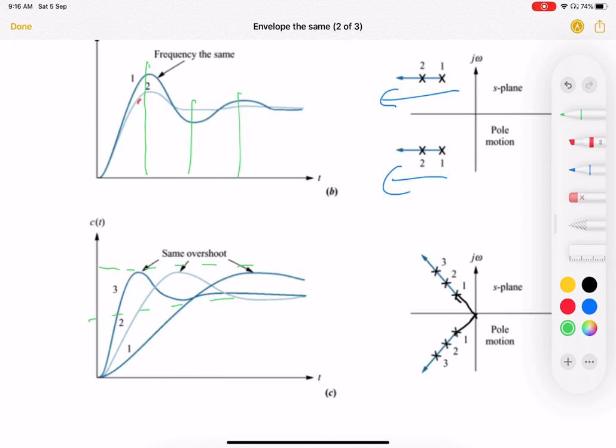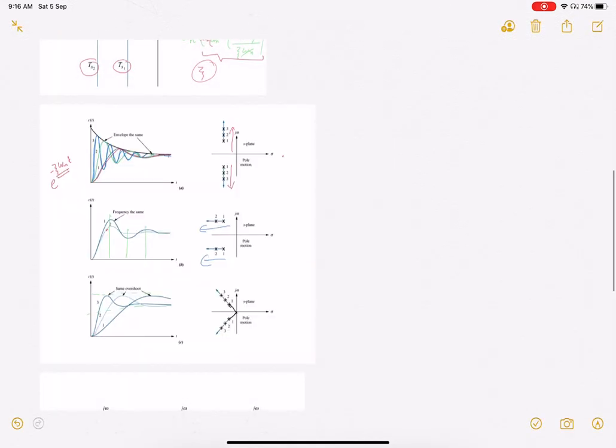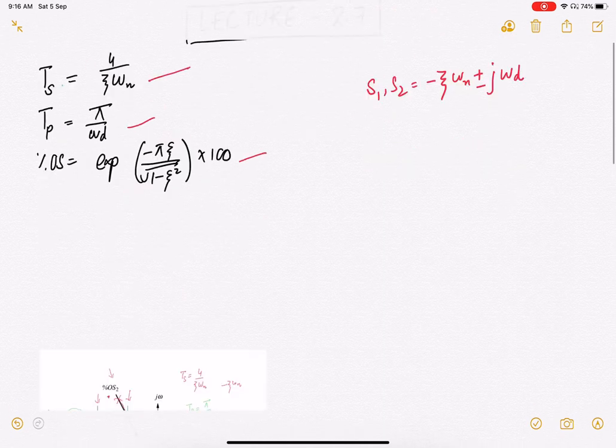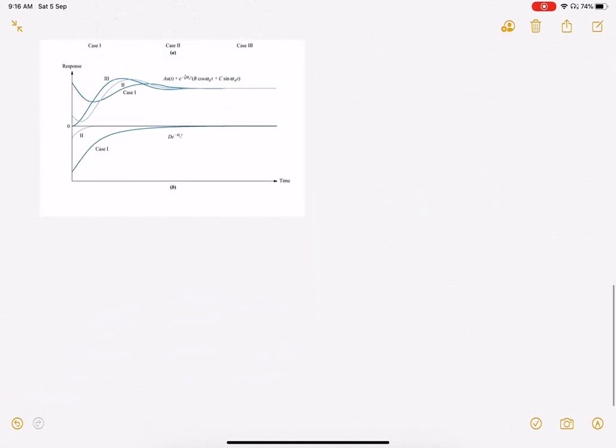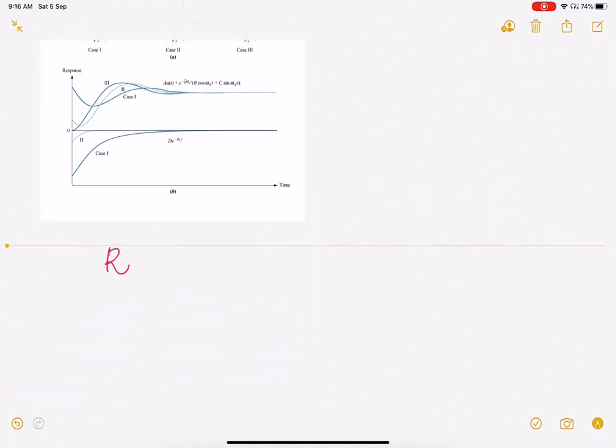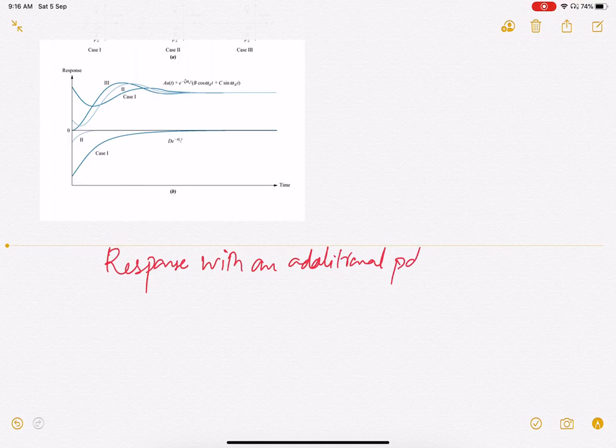So these are some additional features that I wanted to talk about. There's one more thing, and that is the response with additional poles and zeros that I would like to touch on today. So what is going to happen if you have a response with an additional pole? An additional pole means that your system is not actually a second order system, but a third order system, right?